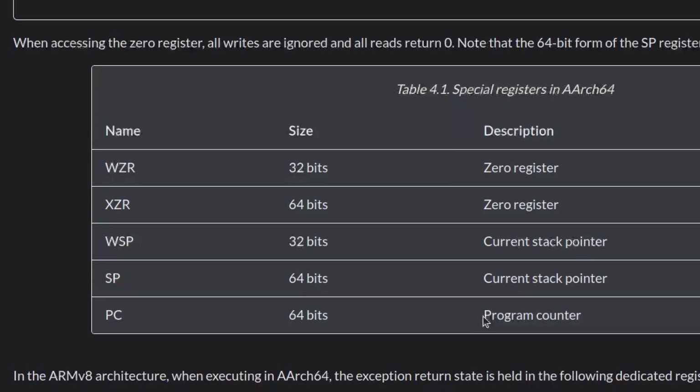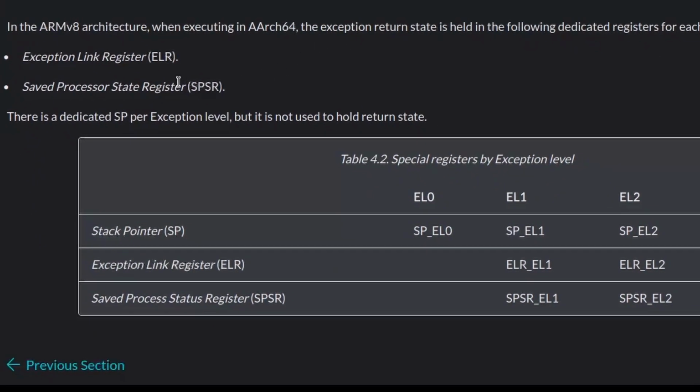Then similarly for program counter, this is the only register which you have to use in 64-bit mode only. You cannot use it in 32-bit mode because this register contains the address of the instruction which is going to be executed next. And in a 64-bit architecture, the address of the instruction is always 64 bits, and this program counter register is denoted by PC. Similarly we have another register called SPSR. This SPSR register contains several flags such as the zero flag, carry flag, and overflow flag. For now, there is no need to go deep into it.